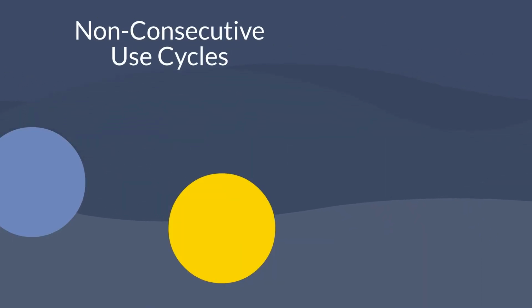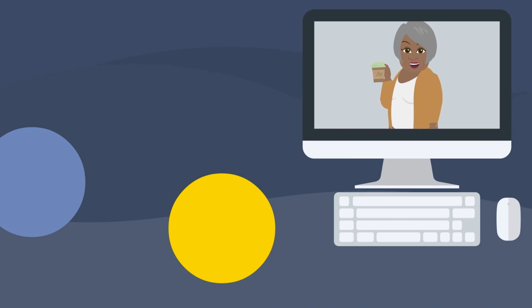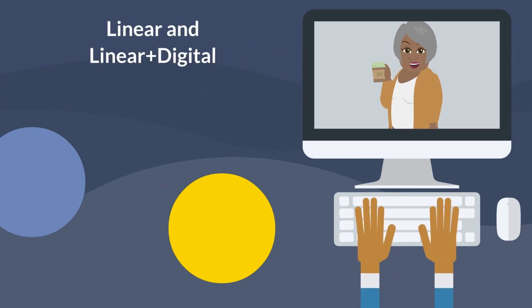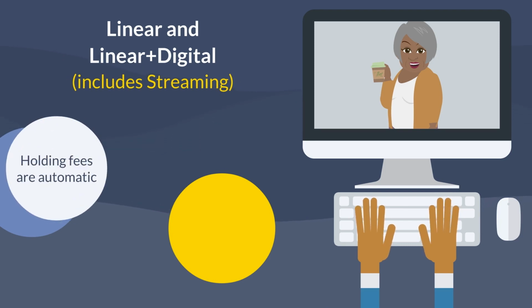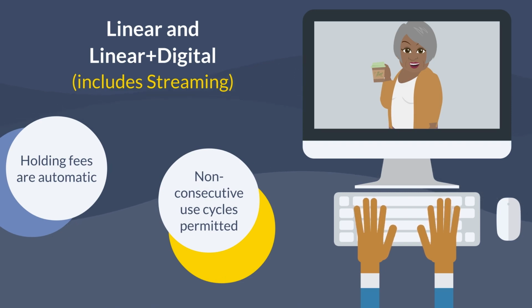All right, our next topic, non-consecutive use cycles. For commercials produced under the linear and linear plus digital side of the contract, which includes streaming, holding fees are automatic. As a result, non-consecutive use cycles are always permitted.